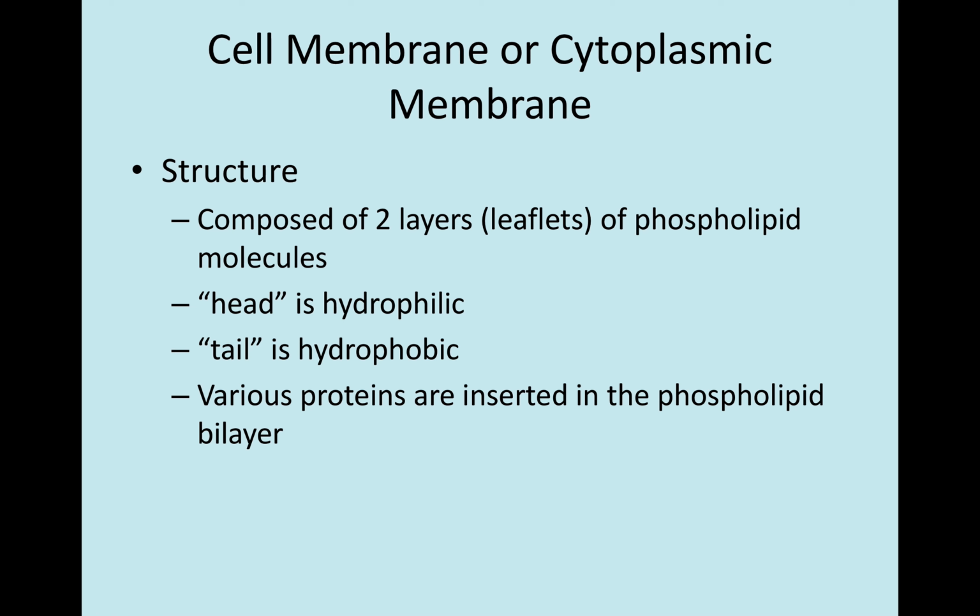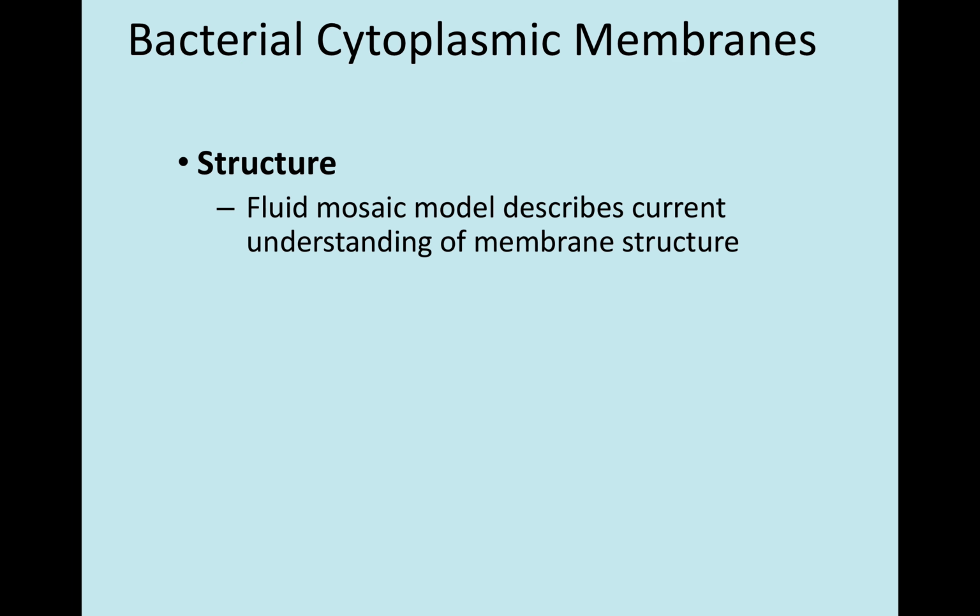Beginning with the cell membrane or cytoplasmic membrane, the structure is composed of two layers or leaflets of phospholipids. There is a hydrophilic head and there is a hydrophobic tail. So the heads are phosphate groups and the tails are the lipids. There are various proteins inserted throughout the phospholipid bilayer, which would be involved in transporting nutrients and waste.